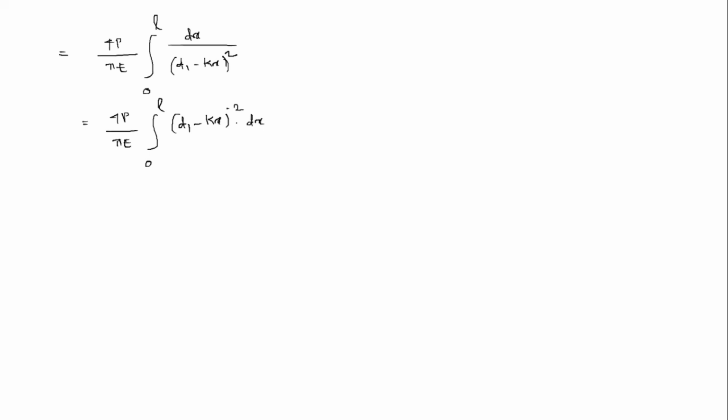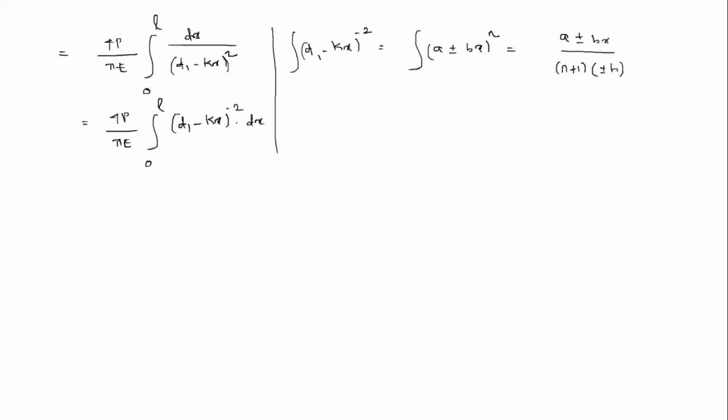There is a general formula for the integral of (d1 minus kx) to the power n. The general formula is: the integral of (a plus or minus bx) to the power n is equal to (a plus or minus bx) to the power n plus 1, divided by (n plus 1) into (plus or minus b).